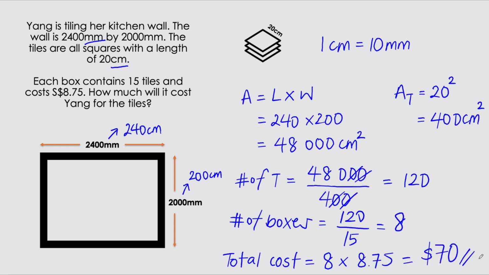So let me run through what I did again. First, we found the area of the kitchen wall. That was 48000 centimeters square. And then we found the area of each tile, because each tile is 20 centimeters in length. And we know that they're all squares, yeah? So they're all equal lengths. That's why I did 20 times 20. So you have 400 centimeters square.